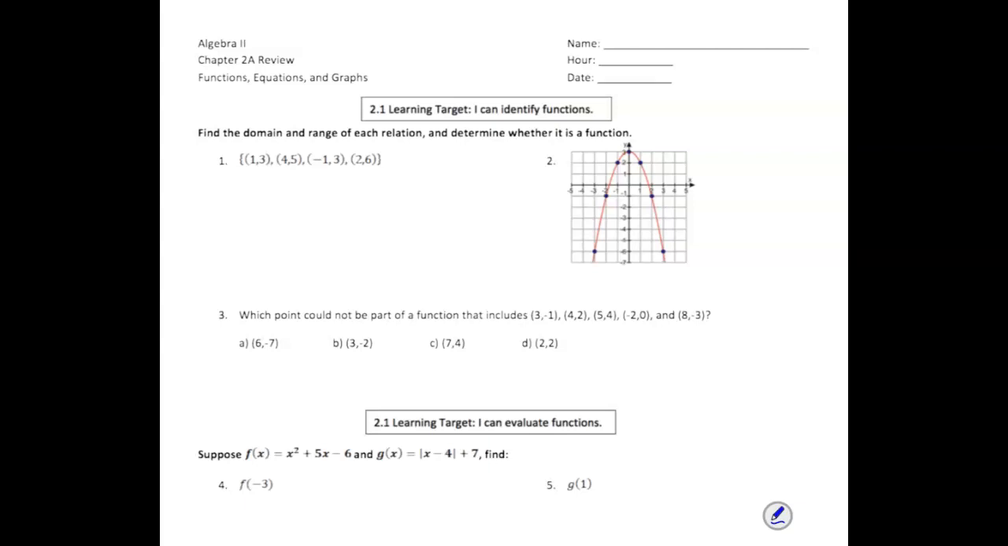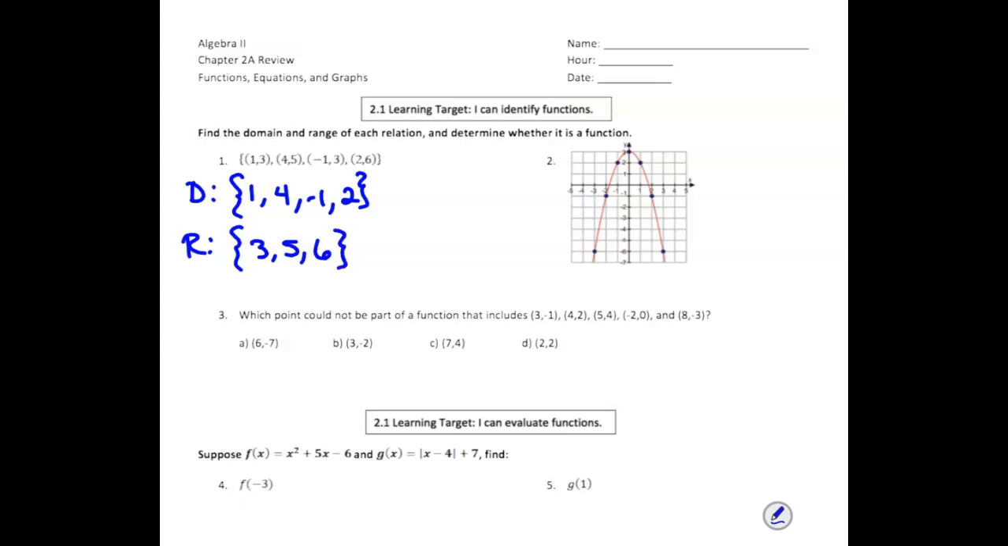In this first one, we're just giving you 4 different ordered pairs. The directions say to find the domain and range of each relation and determine if it's a function. Your domain, if you remember, are your x values. So we're going to go through and list all of the different x coordinates. So we have a 1, a 4, a -1, and a 2. For the range, we're going to list all of our y coordinates, 3, 5. Now the 3 we don't have to write a second time when it's repeated like that, and then the 6.